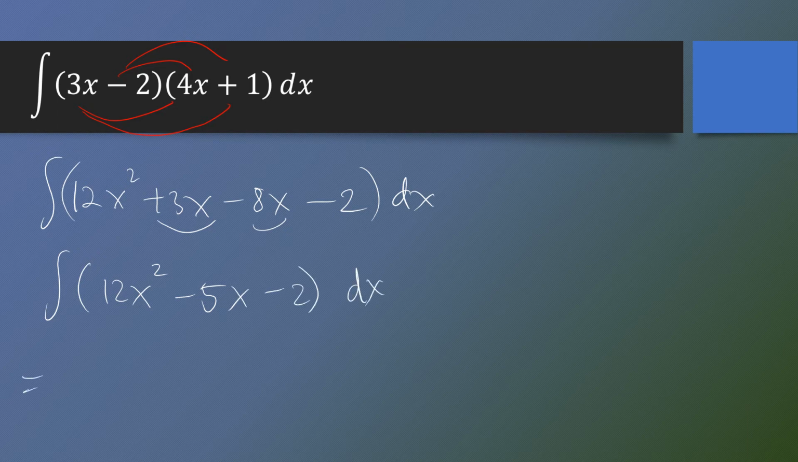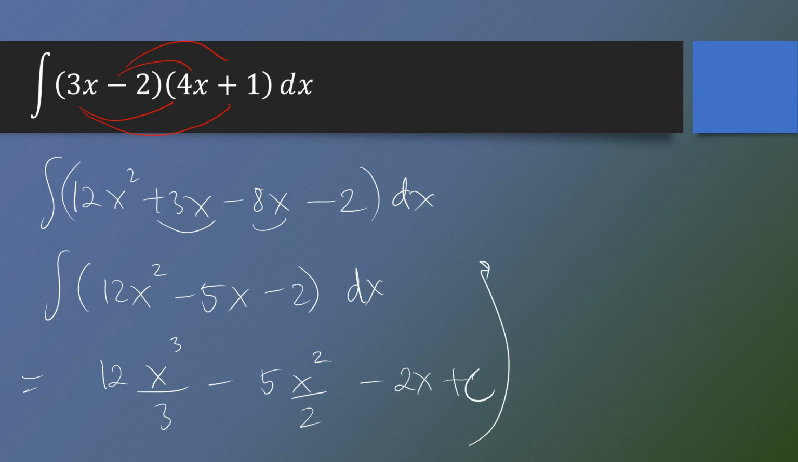Now we can use power rule. I will not write the complete process, so we just add 1 to the exponent and rewrite in the denominator. I hope you can understand. So we have x squared plus 1, we have x cubed divided by 3, and then 5 multiplied by x squared divided by 2, and then we have 2x plus c. Just simplify your answer. So we have f(x) equals 4x cubed minus 5 over 2 x squared minus 2x plus c.